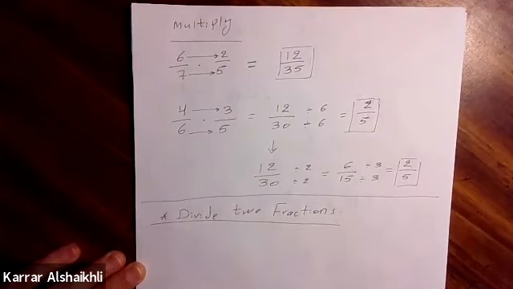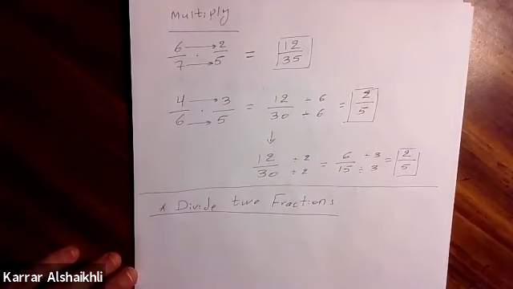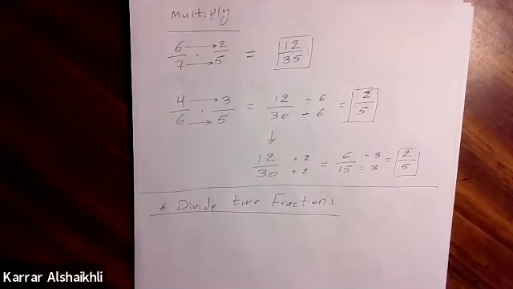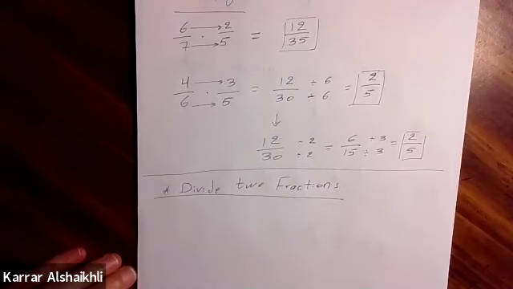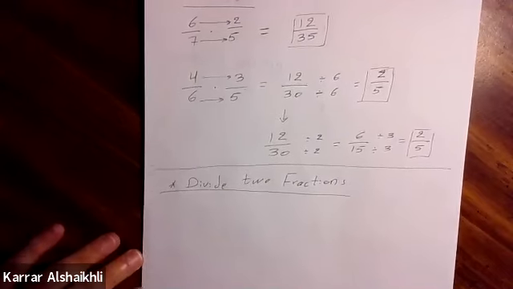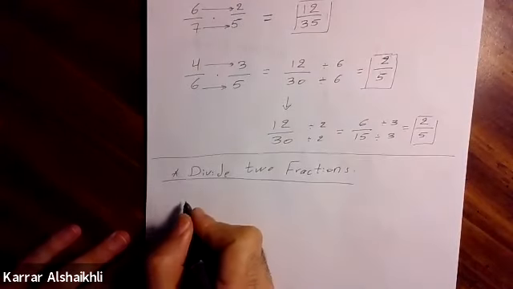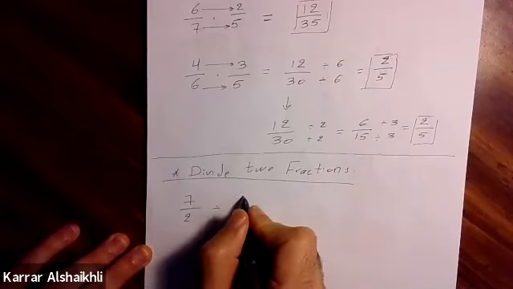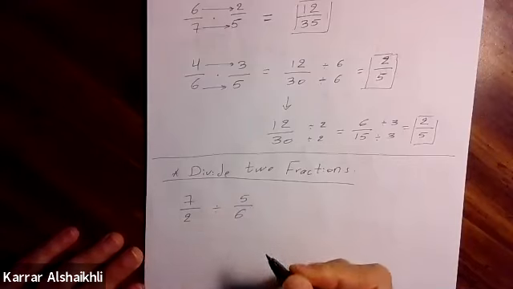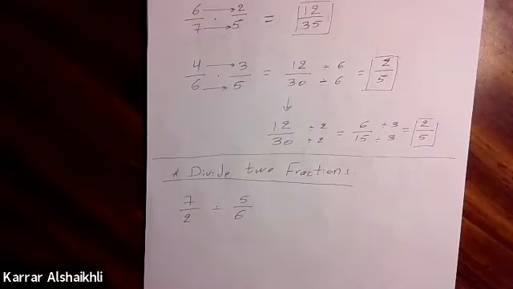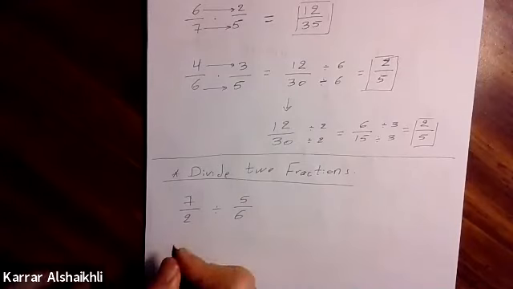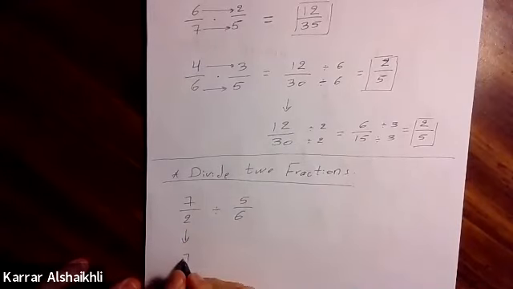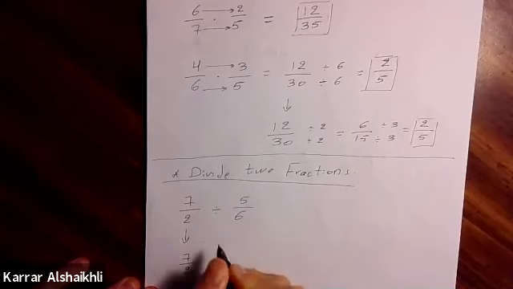How are we going to divide two fractions? We're going to do exactly the same steps, but we have to do one more extra step. For example, if you have 7/2 divided by 5/6, how are we going to divide? Keep in mind, when you multiply, you just multiply straight across. When you divide, you write down the first fraction exactly the same, 7/2.